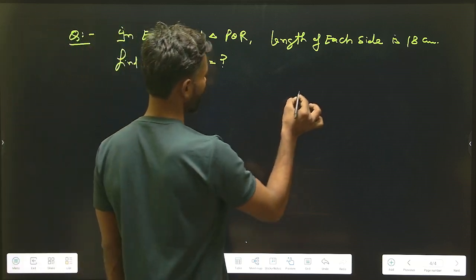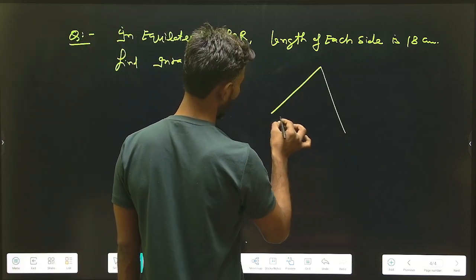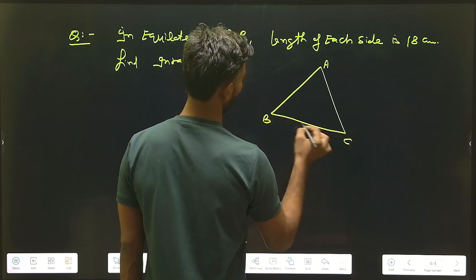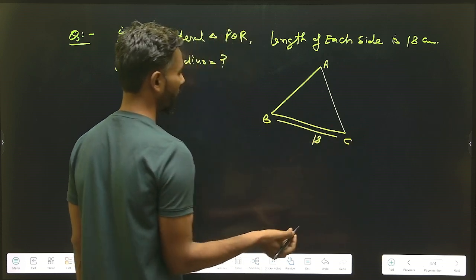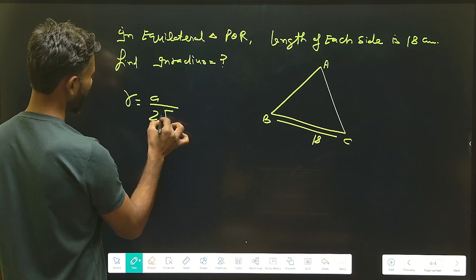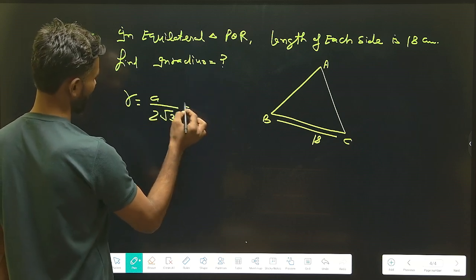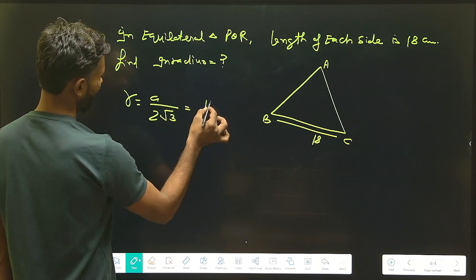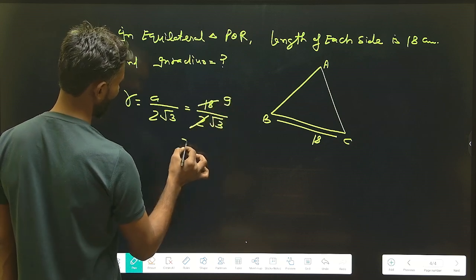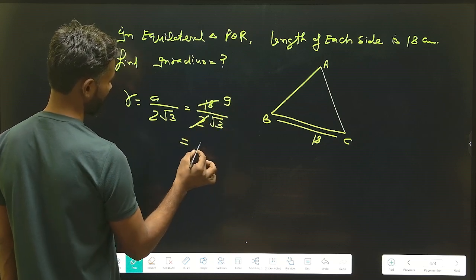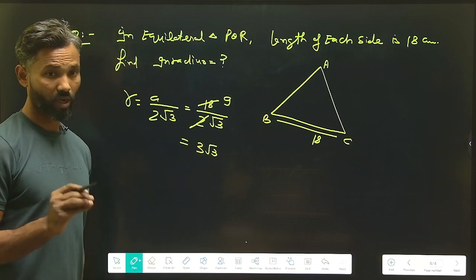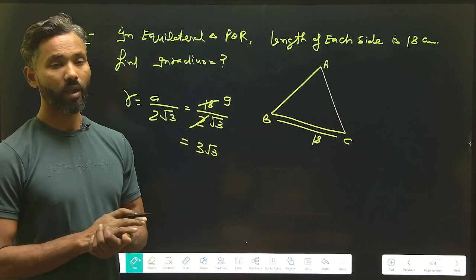If this is an equilateral triangle, I'm drawing the triangle over here, and the name of the triangle is ABC. Each side is given as 18, and we have to calculate the inradius. We know the formula of inradius, r equal to a upon 2 root 3. We don't need to draw the diagram, actually, I just drew it. a is 18 upon 2 root 3. 2 will be cancelled by 18 9 times, 9 by root 3, and just applying rationalization we will get 3 root 3. So this is the inradius of the equilateral triangle if each side is 18 centimeter.